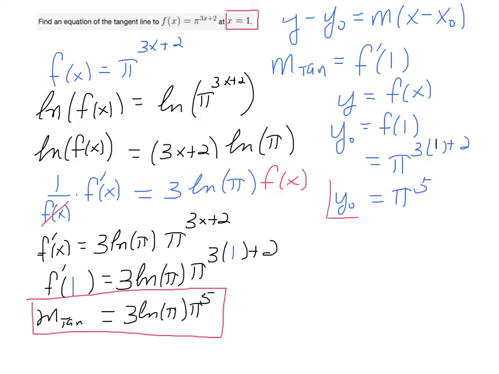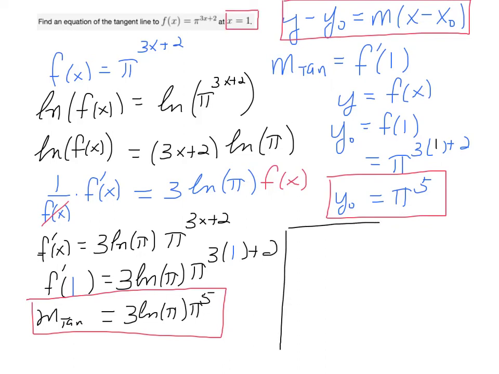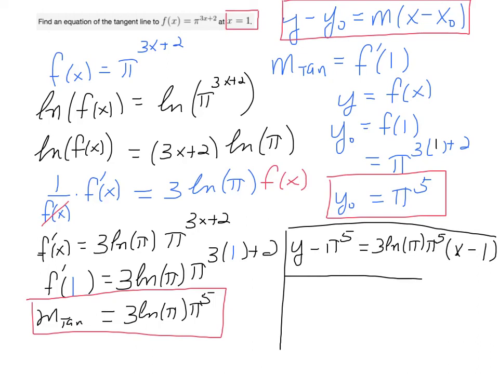Okay, so let's see, I have all the information I need, and I have the equation of the line. So now this will become the equation of a tangent line. So let's just carve out a little spot over here. So let's see, we have y minus pi to the fifth, because we want y naught, and that is equal to the slope, which is given by 3 natural log of pi times pi to the fifth, times, let's see, x minus x naught, which we were given is 1. And that is the equation for the tangent line.